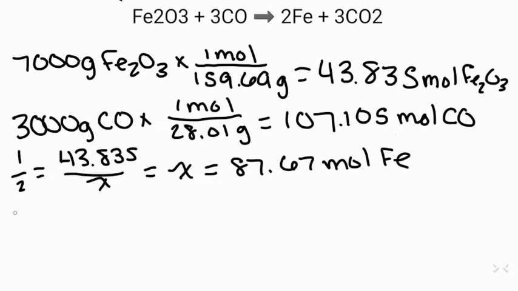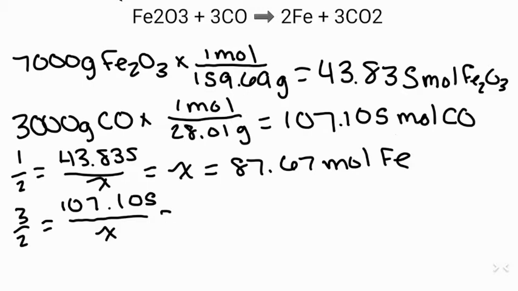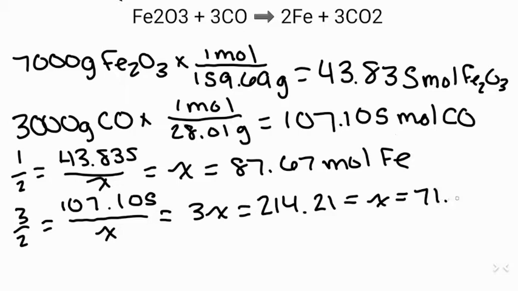All right. And then we would have to do the same with the carbon monoxide to the iron. So that would be a ratio of 3 to 2 equal to the moles of carbon monoxide over X, cross multiply to get 3X is equal to 214.21. And then we divide both sides of the equation by 3 to get 71.403 moles of iron.